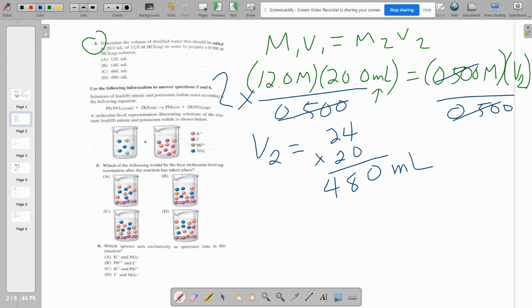But you know what? Then you're tempted to choose choice D. But guess what? That's not the right answer, because you've got to read the question really carefully.